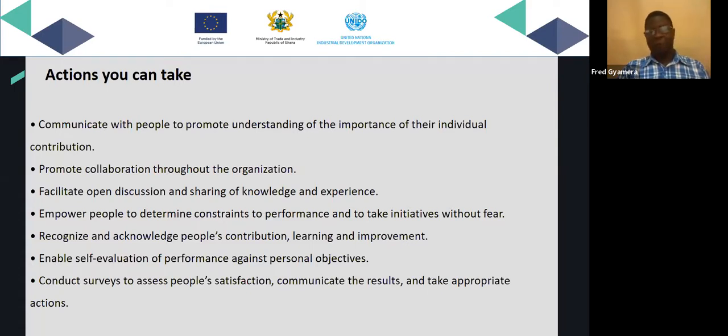Enable self-evaluation of performance against personal objectives. That is why when you set the KPIs, key performance indicators at the unit or department level, everybody is assessed. And when you find people weak in certain areas, you don't throw them away. You help them to better themselves, to improve and to correct. Self-assessment, self-evaluation. Conduct the survey to assess people's satisfaction. Communicate the results and take the appropriate action. When people are exiting, do you conduct exit interviews? Try to do some kind of informal discussion to know why they are leaving. Else, you lose your competent staff day after day.